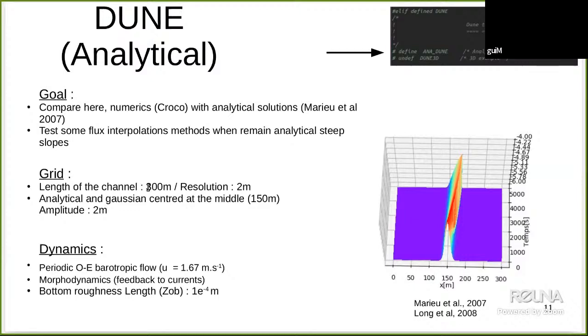For the grid, it is slightly the same as the dune by default, but multiplied by 2. We have 300 meters, resolution 2 meters. It's the same as the dune by default, but by 2. And for the dynamics, the same, 2 times the dune by default, and we are using the same parameters, ZOB, and the bottom roughness length is the same.